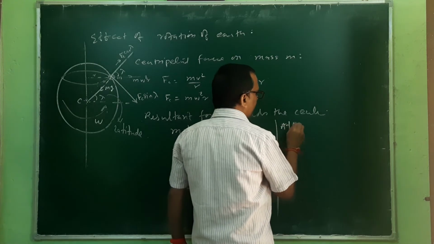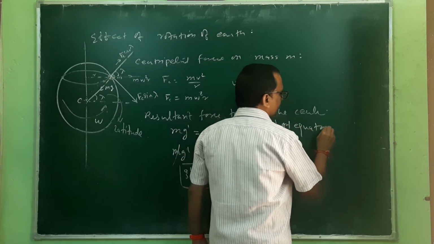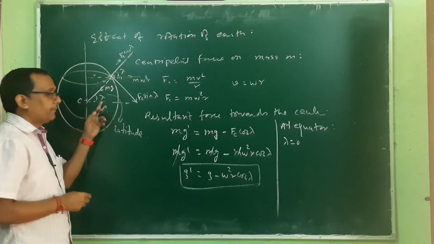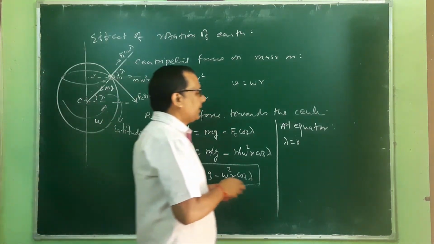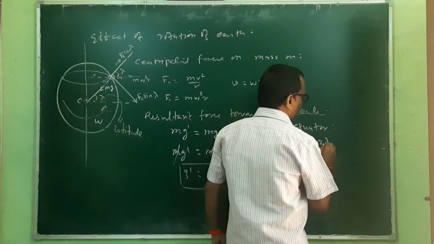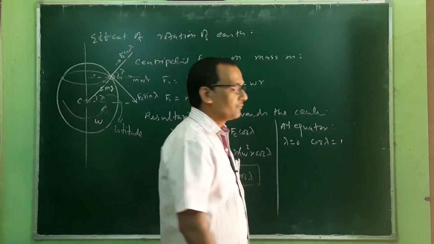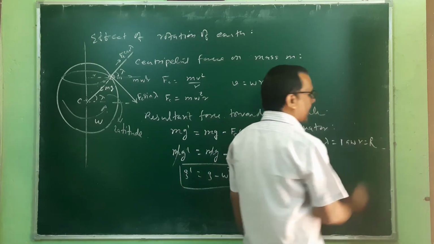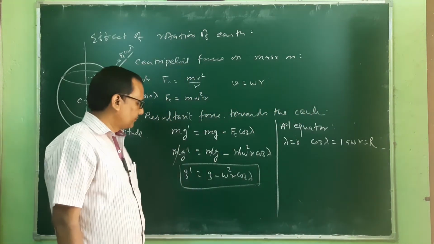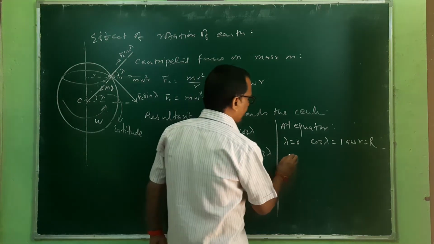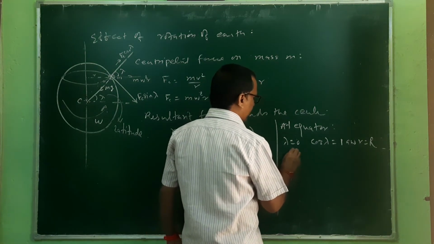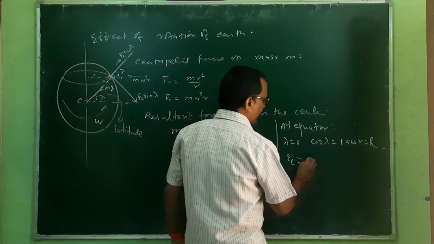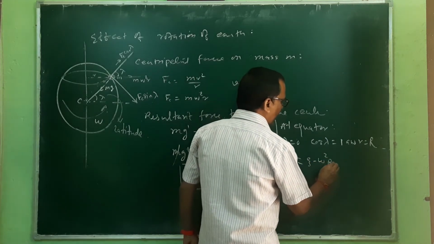At the equator, lambda is equivalent to 0, so cos lambda is equivalent to 1, and r is equal to capital R. So by using this relation, g prime, which is Ge, is equivalent to g minus omega square R.